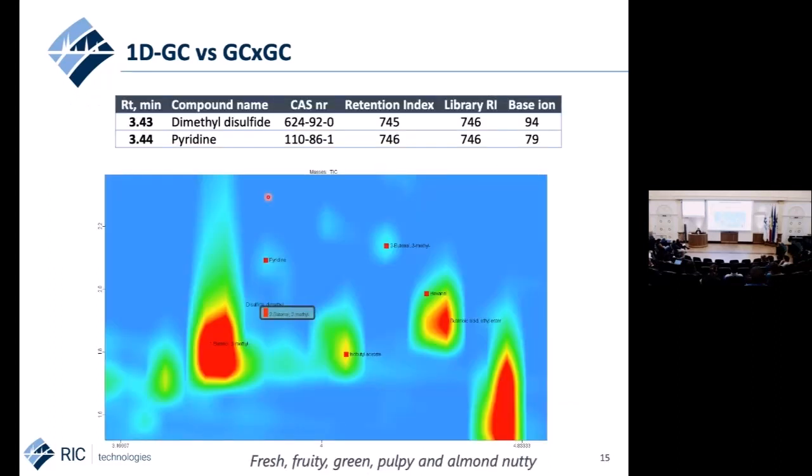But let's look a little bit deeper into that. What we had in the 1D analysis, for instance, here we had a region where we nicely could deconvolute and identify dimethyl disulfide and pyridine.